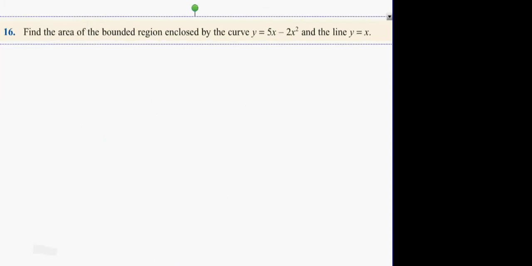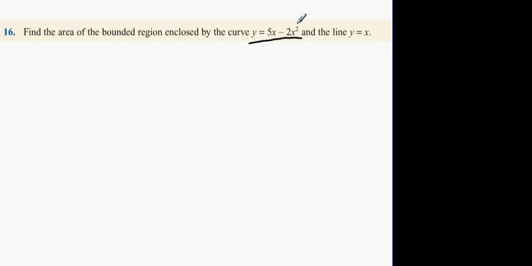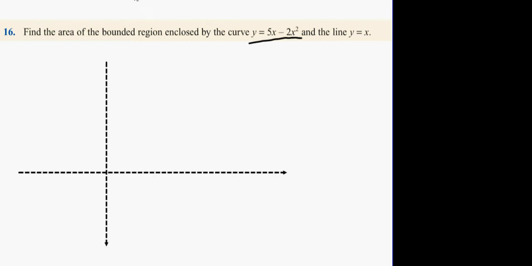Now, find the area of the bounded region between y equals 5x minus 2x squared and the line y equals x. Shane, what type of shape is this graph? What shape is the curve? It's going to be n-shaped. Why is it n-shaped? Because of the minus x squared, so it's going to be an n shape.